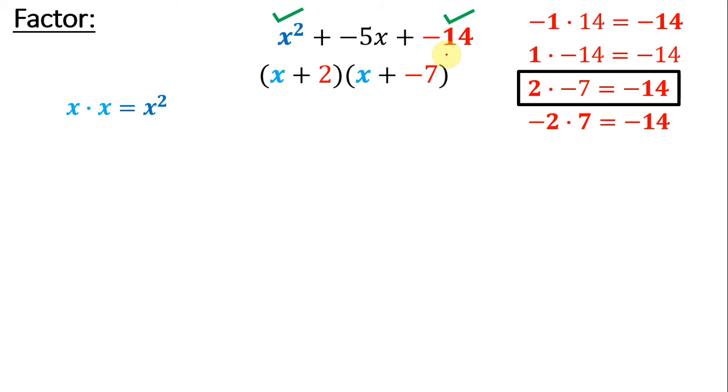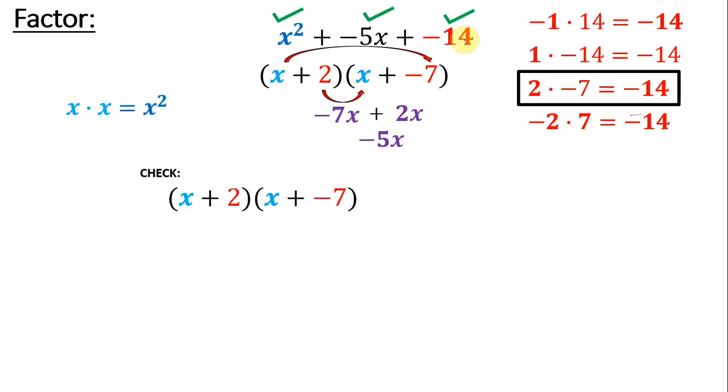I can verify that by multiplying x and negative 7 and 2 and x. When I add these together, I get negative 5x, which is my middle term. I'm going to check this to make sure that these two binomials represent the factored form of x squared plus negative 5x plus negative 14. And I'm going to check it by multiplying those two binomials.